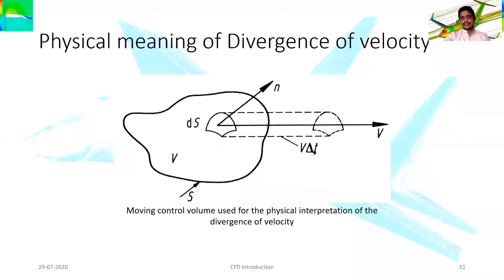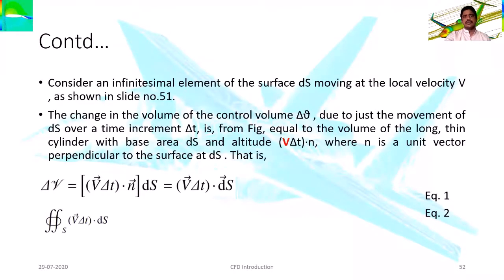So for this one, we have considered some moving control volume. That is a physical interpretation. Let us take this one. What we have exactly done in the previous slide is we have considered an infinitesimal small fluid element of a surface ds, moving with a local velocity of v, as shown in the previous slide. Now, what is the change in the volume?